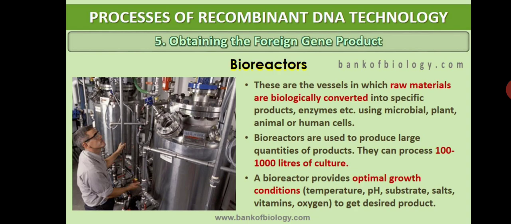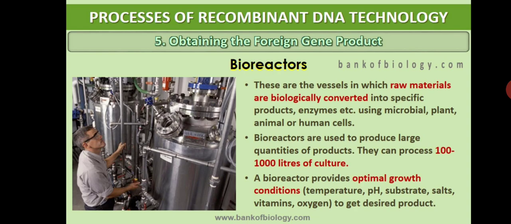The raw material mixture can be added in the particular stainless steel vessel, and the particular cells can undergo repeated multiplication. By that, the desired product is produced, and we can get that desired product on a large scale. And the second point: bioreactors are used to produce large quantities of products. They can process 100 to 1000 liters of culture. You can see what I told here.